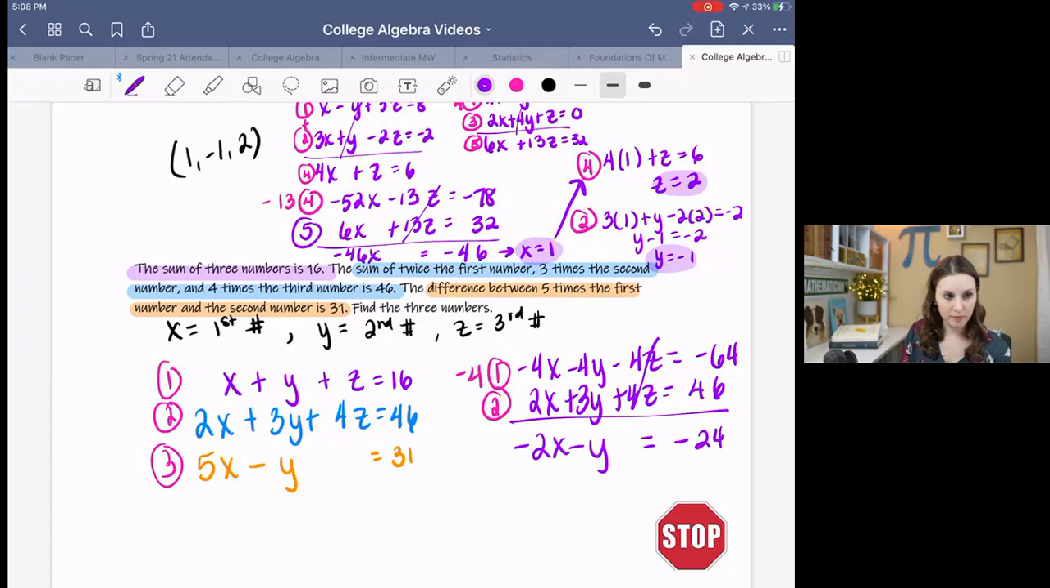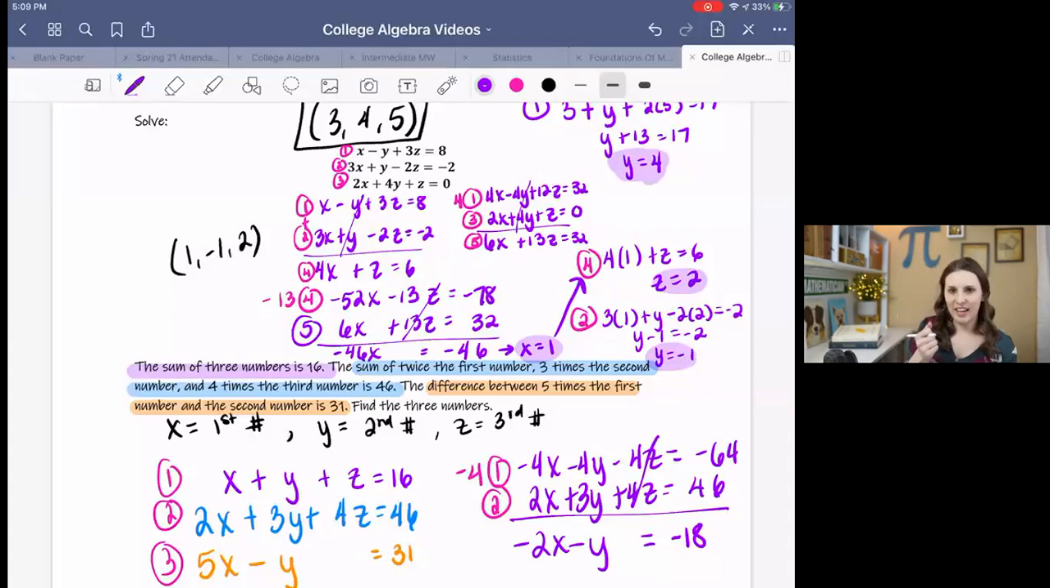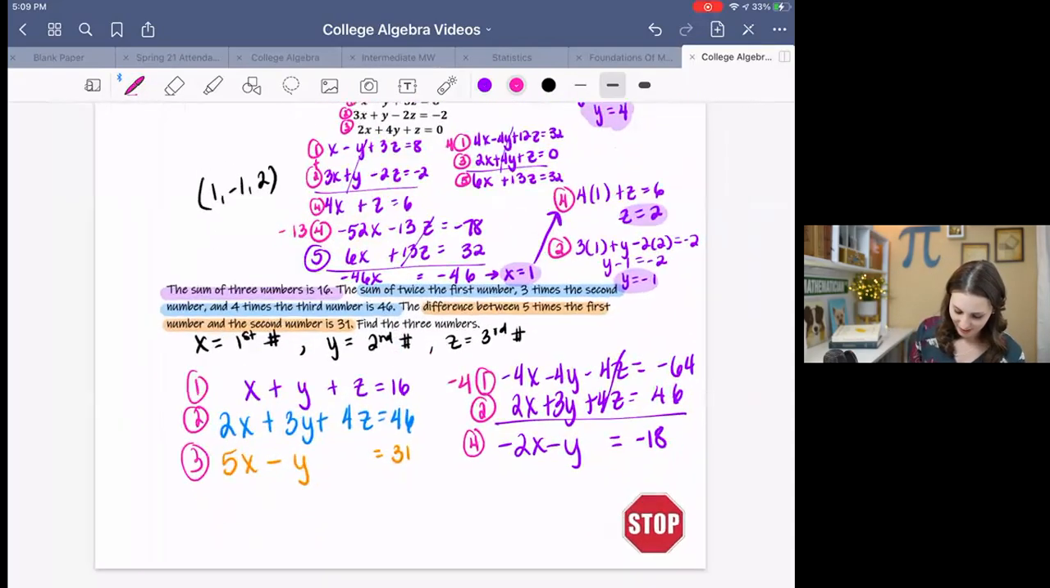That's not right. -18. Sorry about that. That's performance mistakes. I don't know. We all make mistakes, whatever. So we get -18 there. This is equation 4. I'd like to say I only make mistakes on video because I'm nervous, but that's not true. I make mistakes all the time. So there's that.